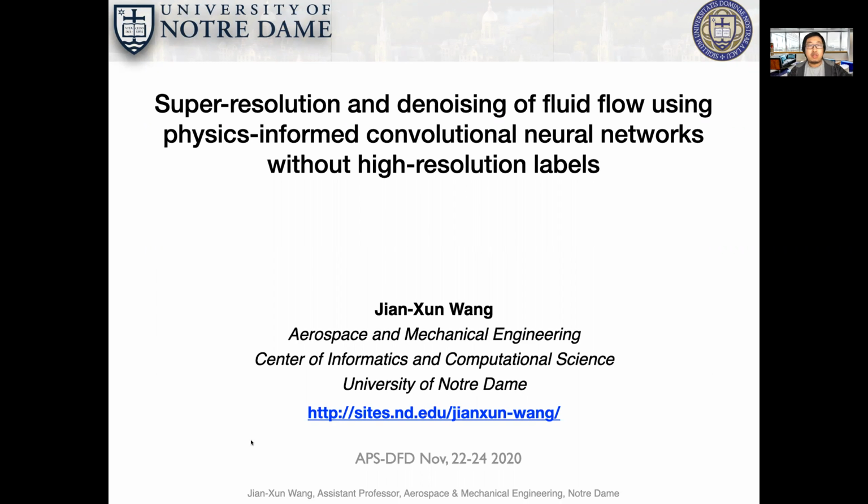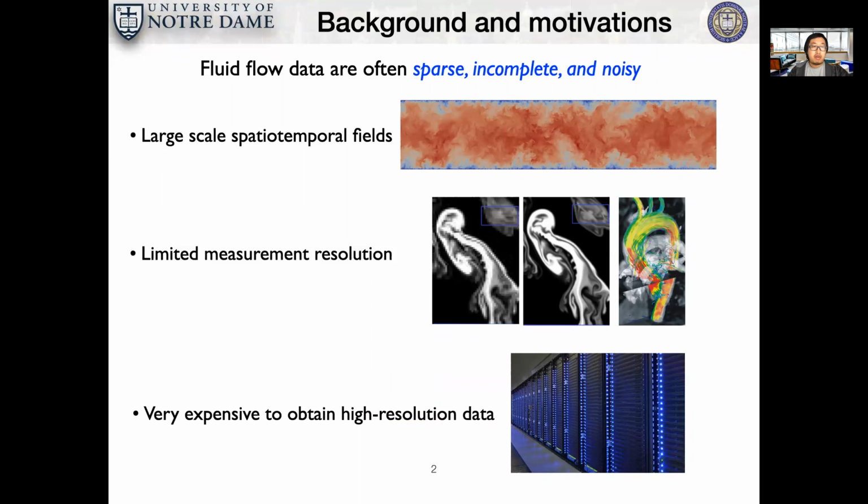Here I would like to present our recent development on flow super resolution and denoising using a physics-informed convolutional neural network, where the high-resolution labels are not required. So, a little bit about the background and motivation.